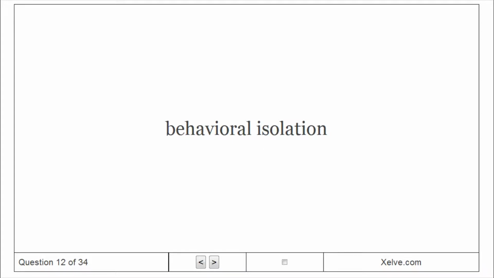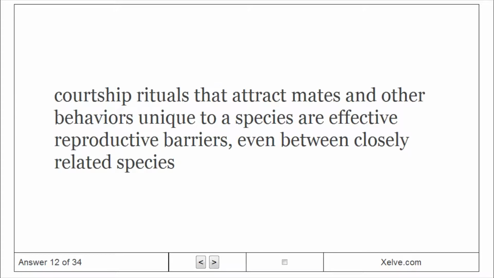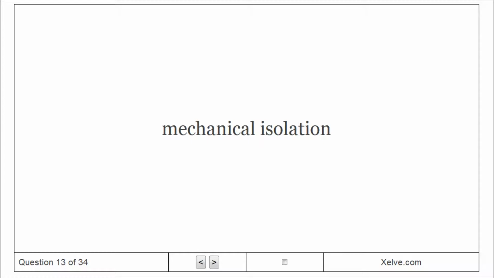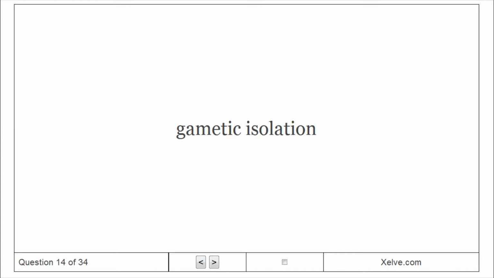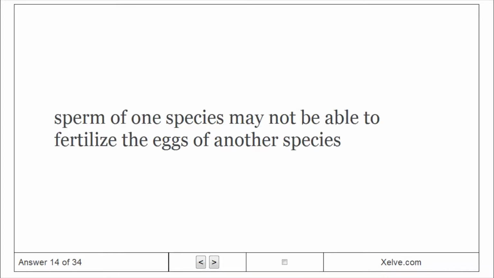Behavioral isolation. Courtship rituals that attract mates and other behaviors unique to a species are effective reproductive barriers, even between closely related species. Mechanical isolation. Mating is attempted, but morphological differences prevent its successful completion. Gametic isolation. Sperm of one species may not be able to fertilize the eggs of another species.